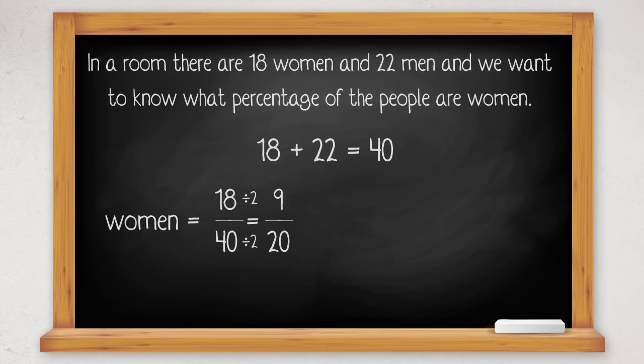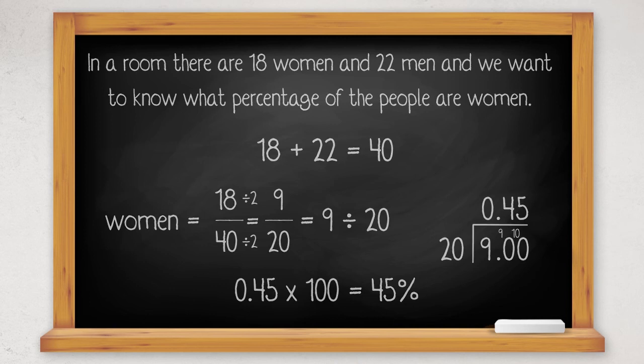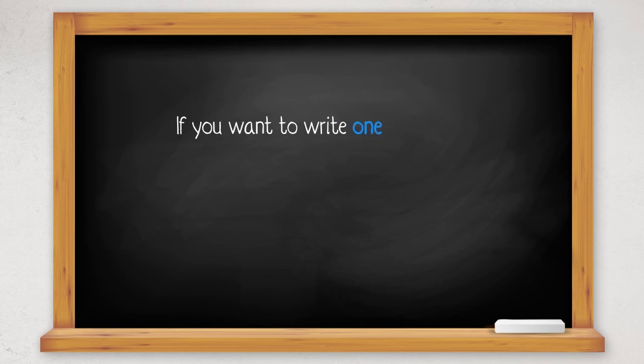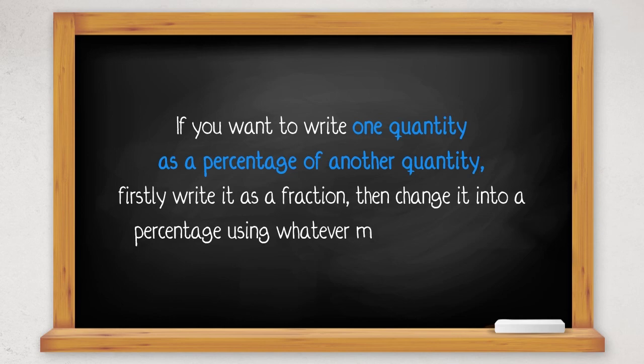Looking again at the first example, to change 9 over 20 into a percentage, don't forget the other method, which is to change it into a decimal first. 9 divided by 20 is 0.45, then multiply it by 100. To recap, if you want to write one quantity as a percentage of another quantity, firstly write it as a fraction, then change it into a percentage using whatever method you prefer.